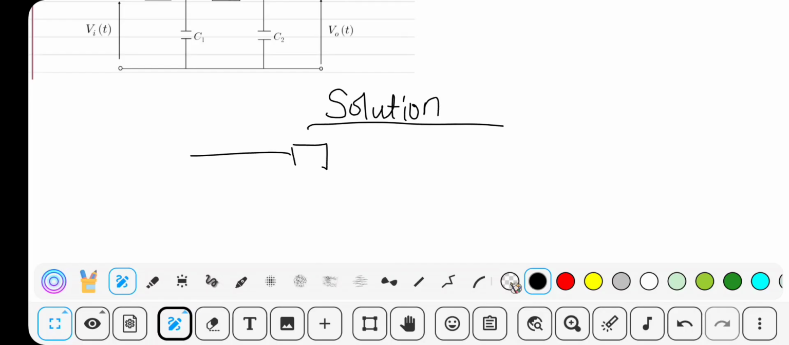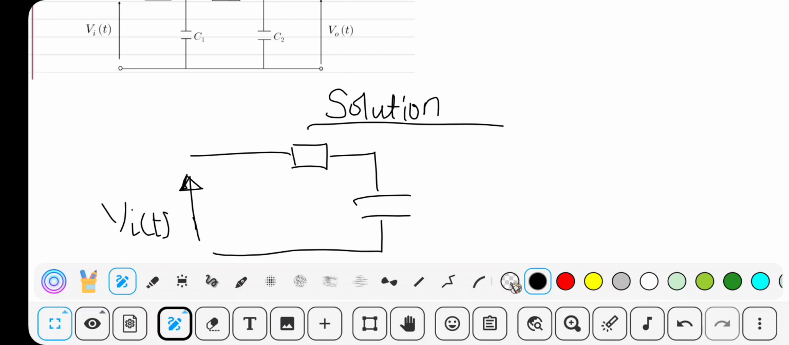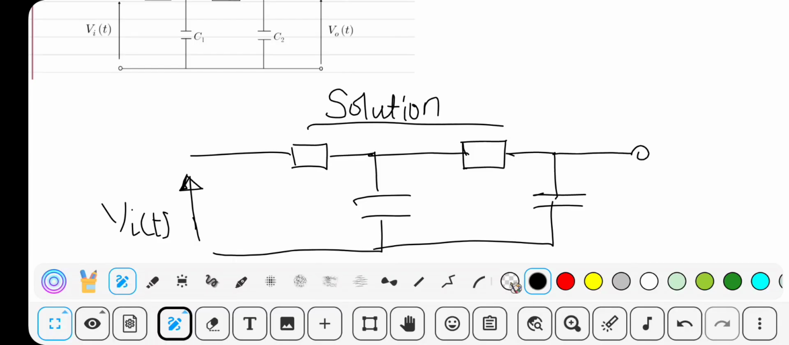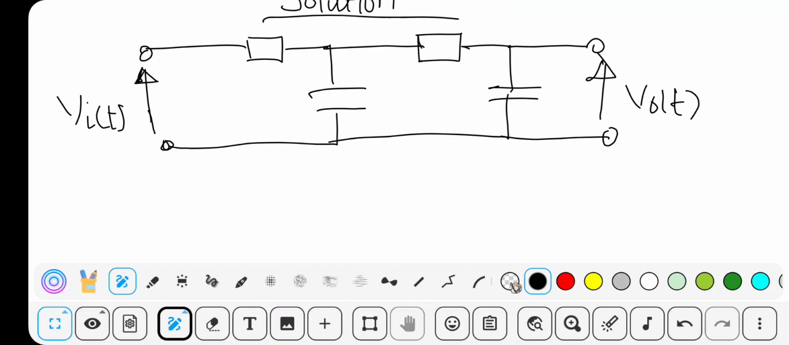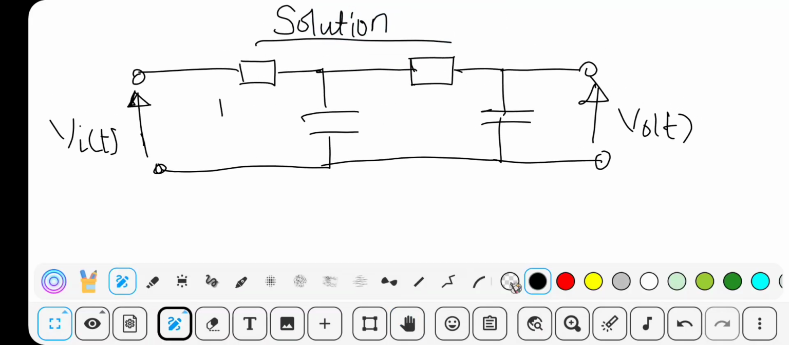So we have this circuit, the capacitor, and the input voltage, and then another resistor, capacitor 2, and this is the input terminal, output terminal. I'm going to use R1, R2, C1, C2.